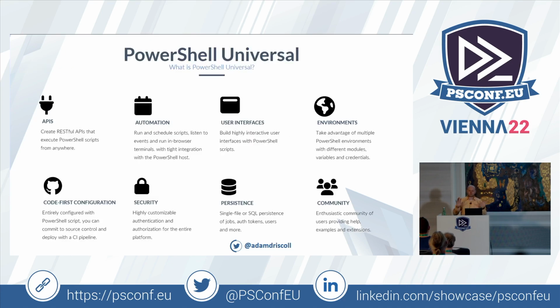So the stack now for PowerShell Universal is broken into 3 feature groups. We have APIs, automation, and user interfaces. APIs are RESTful APIs you can call PowerShell scripts with. Automation is like a task scheduler, that kind of thing, but we integrate really, really tightly with the PowerShell host, so you can get things like pipeline output out from it. You can respond to feedback from things like Read-Host. And then user interfaces, which we're going to be looking at today, are highly interactive websites that you can build with PowerShell.